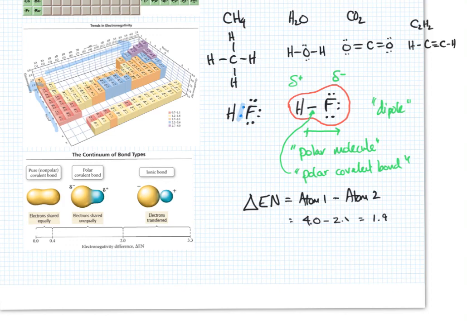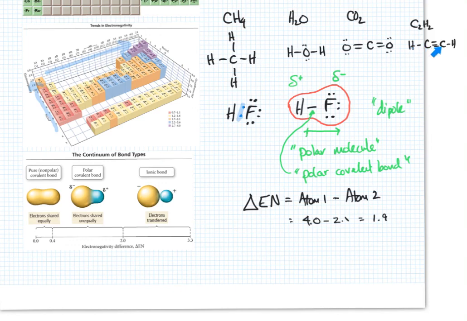So let's just take a look at the molecules that we had up above. This carbon-hydrogen bond would be purely covalent, and in fact, every one of those we would call purely covalent. The oxygen-hydrogen bond: oxygen has an electronegativity of 3.5, hydrogen's 2.1, so that one's going to be polar covalent. Oxygen-carbon, 2.5 to 3.5, that's 1. That's also a polar covalent bond.